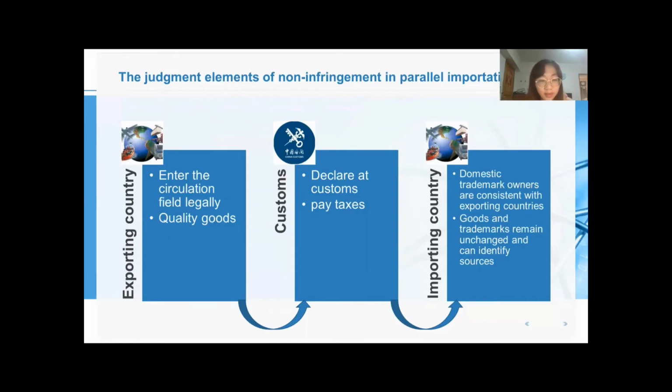The importer enters the importing country through the way of normal customs declaration and tax payment and normal commodity circulation. If the trademark right of the importing country is the same as that of the exporting country at this time, and the commodity and the trademark are not changed, the source of the commodity can also be truly reflected. Then it does not constitute trademark infringement.